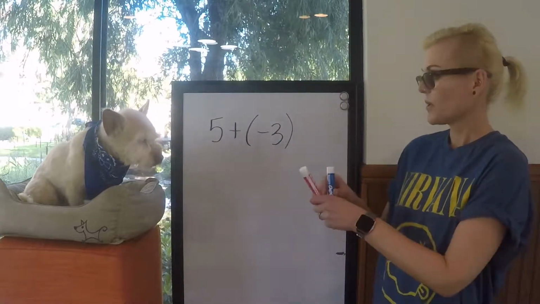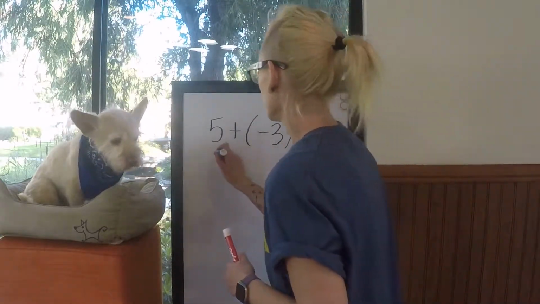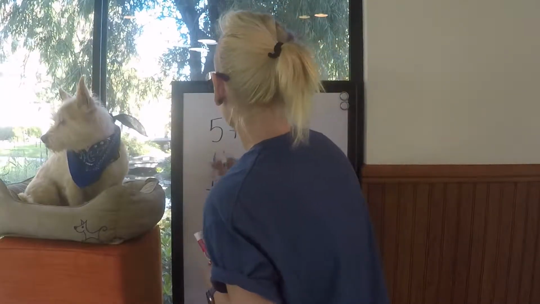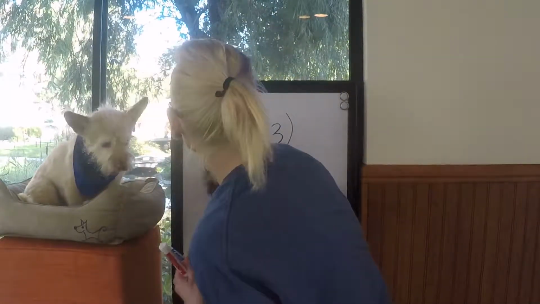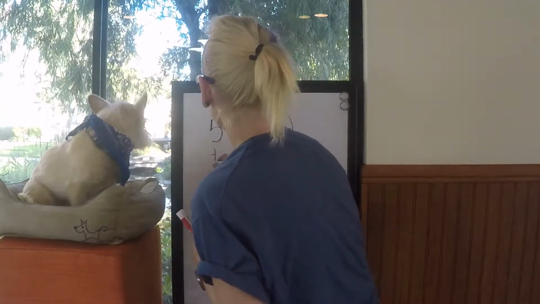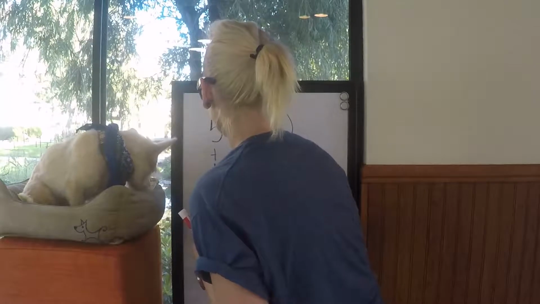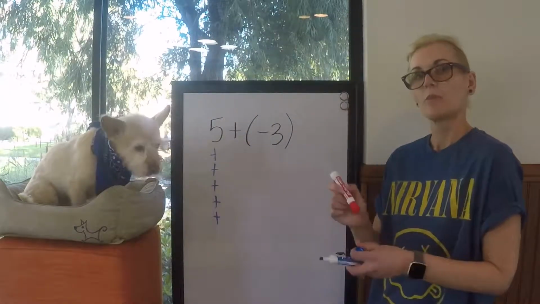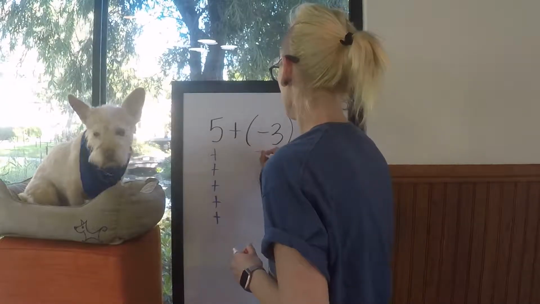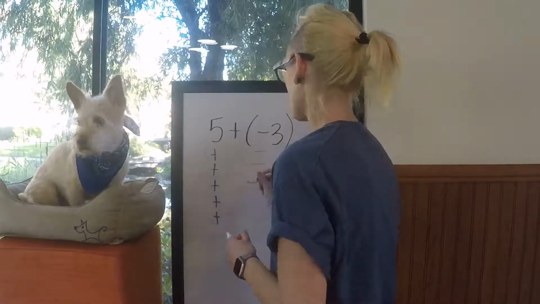So I'm going to put 5 positives. So 1, 2, 3. Actually, sorry about that. Let me squeeze this up so you can see it a little bit better. So 1, 2, 3, 4, and 5. And then I'm going to put on 3 negatives. So I have 1, 2, and 3.